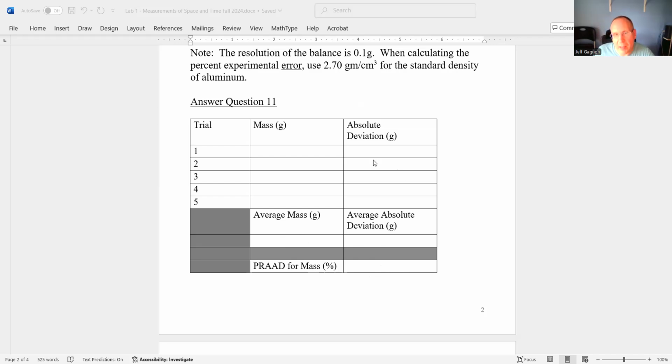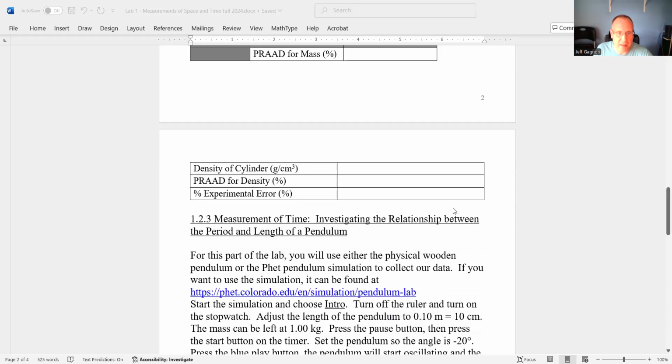Okay. But by the way, make sure you include the table with all your data here for the mass. This is part of question 11 from the lab manual. And then the second part of question 11, what we're really here to compute, is the density. So here's the last table. You're going to compute the density of the cylinder. That's simply going to be the mass divided by the volume.